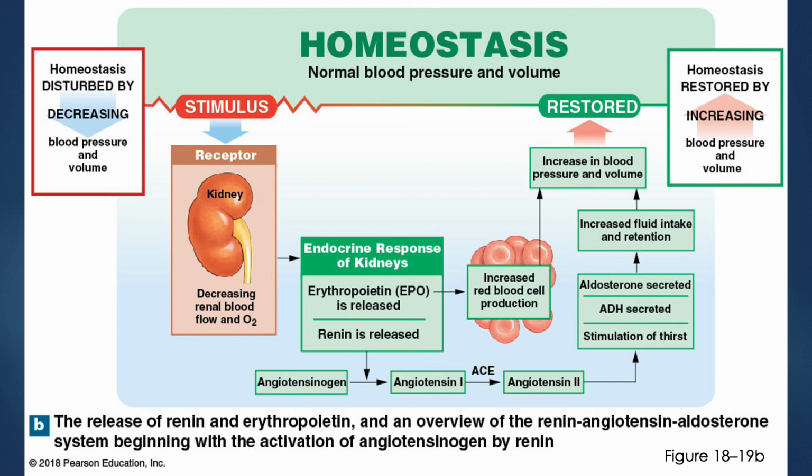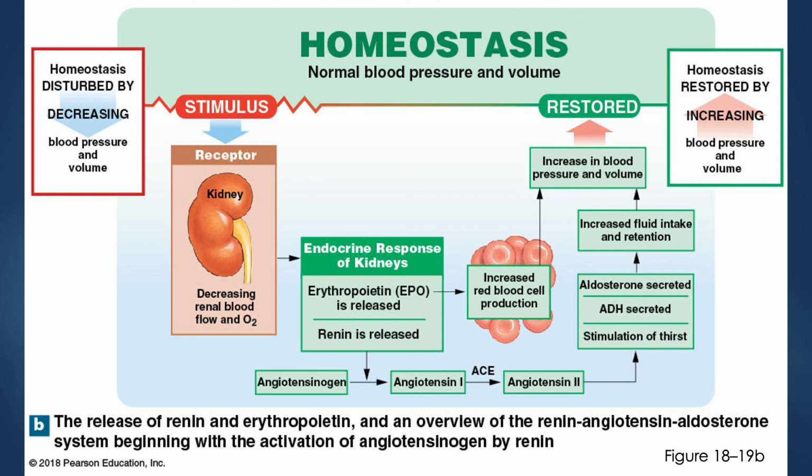Angiotensin 2 is responsible for stimulating aldosterone secretion from our adrenal cortex, as well as antidiuretic hormone from our neurohypophysis, or posterior lobe of the pituitary gland. So together, aldosterone and antidiuretic hormone will help us to retain salt and water by preventing the kidneys from excreting it. Angiotensin 2 is also going to help us to stimulate our thirst and elevate our blood pressure.